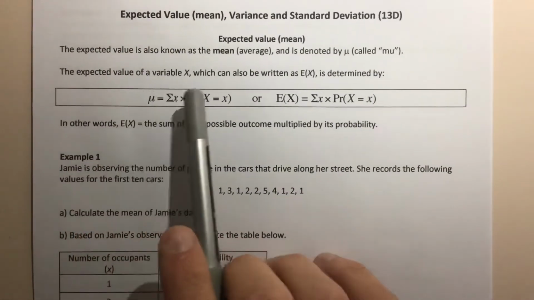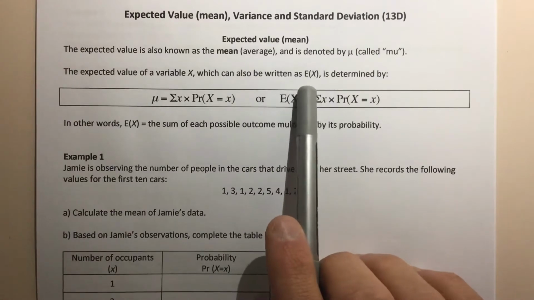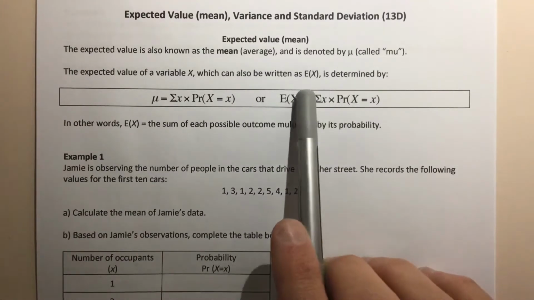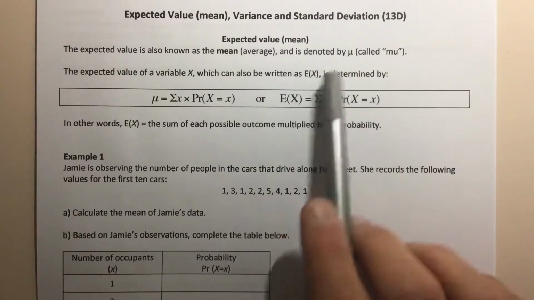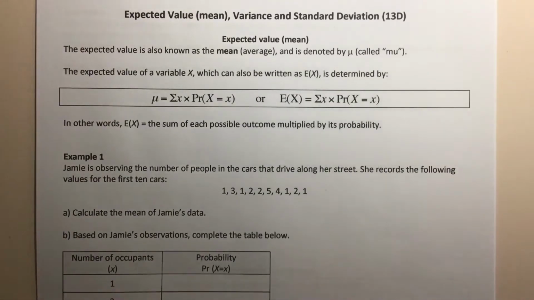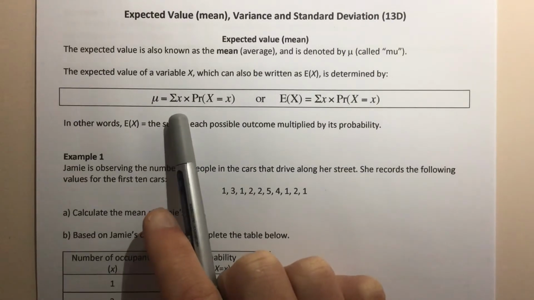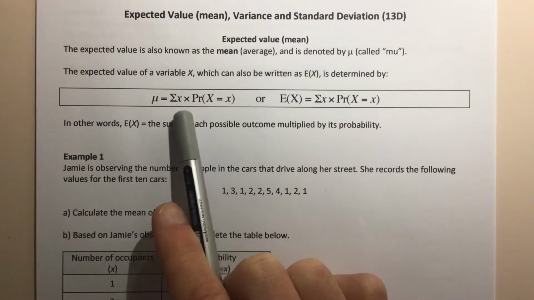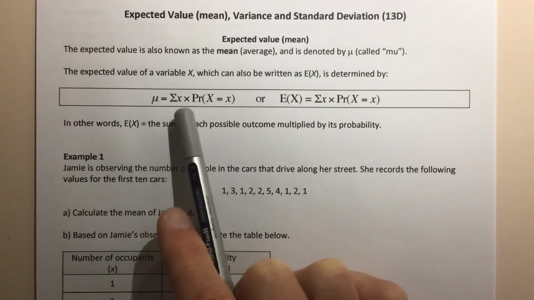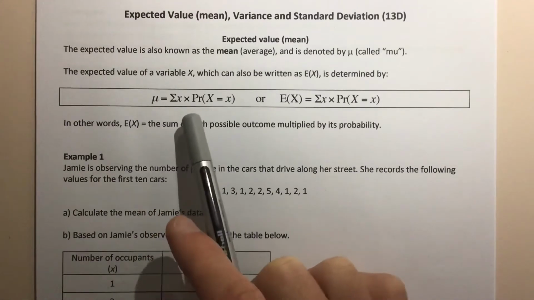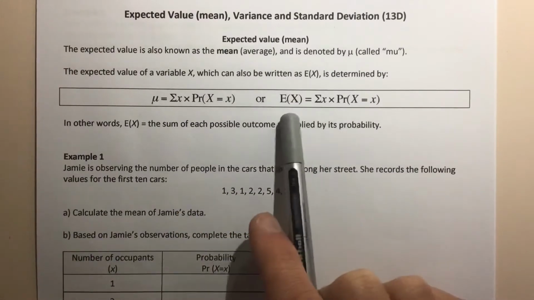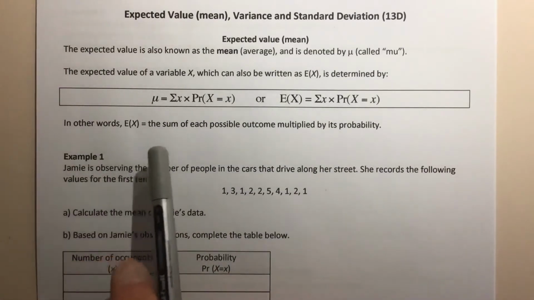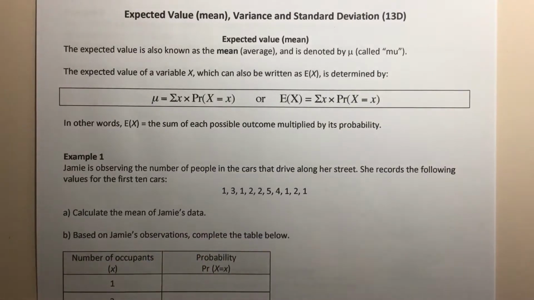The expected value of a variable x can be written as E of x. It's important to understand that E of x is the equivalent of this mu symbol. They both mean the mean, or the expected value, of our variable. It is determined by mu equals the sum of x, which is essentially the sum of the possible outcomes that we can have, multiplied by the outcome's probability. This notation is potentially a bit confusing, but it essentially just means the sum of each x value times its probability. That formula is the same thing, but with E of x written instead of mu. So in words, E of x is the sum of each possible outcome multiplied by its probability. Even though the formula makes it look complicated, it's actually a relatively straightforward process.